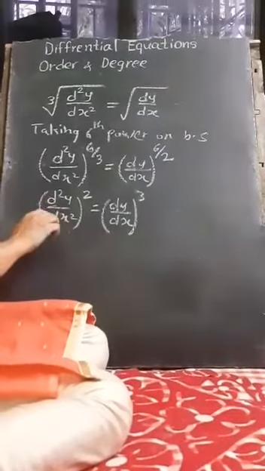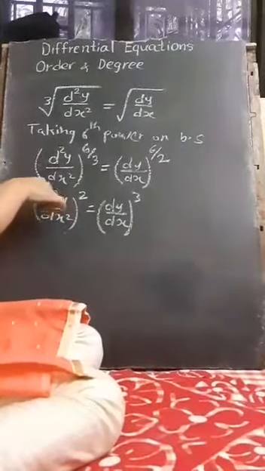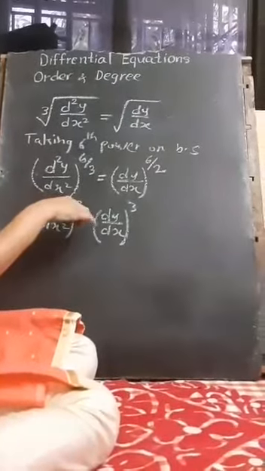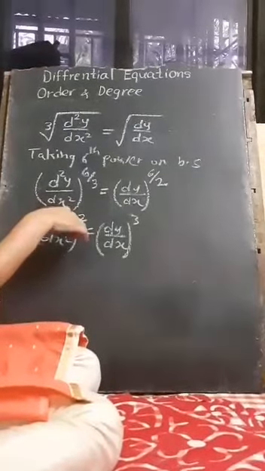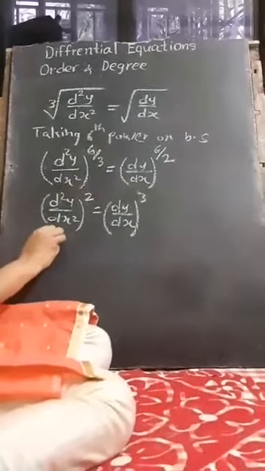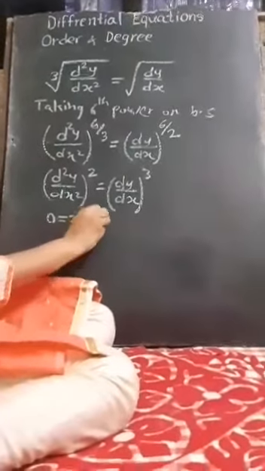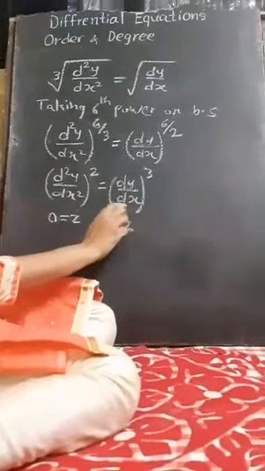Okay, so now the order of the differential equation anyway we saw is 2. I will see the power of that term. What is the power of that term? The power of that term is also 2. So what we will get? Order is 2 and degree is also 2.